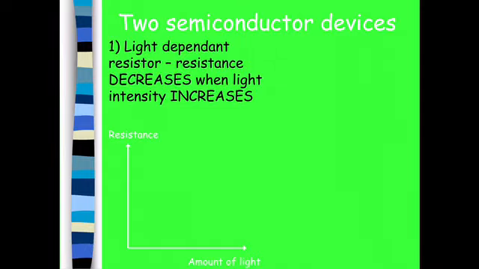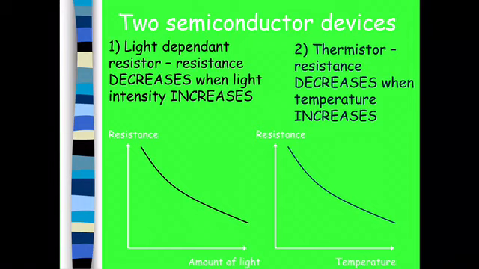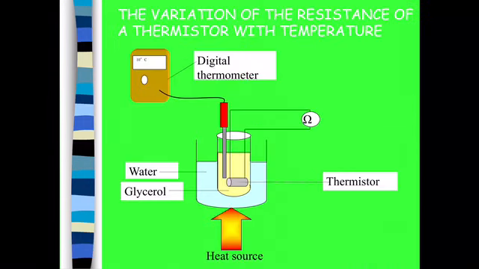And what we're actually going to do is plot a graph of resistance against energy. In this case, the amount of light energy coming into the light-dependent resistor. And as you can see, more light energy, less resistance, which is the opposite of a metal. And a thermistor behaves in exactly the same way. The more heat energy, the less resistance. So a metal has the opposite effect.